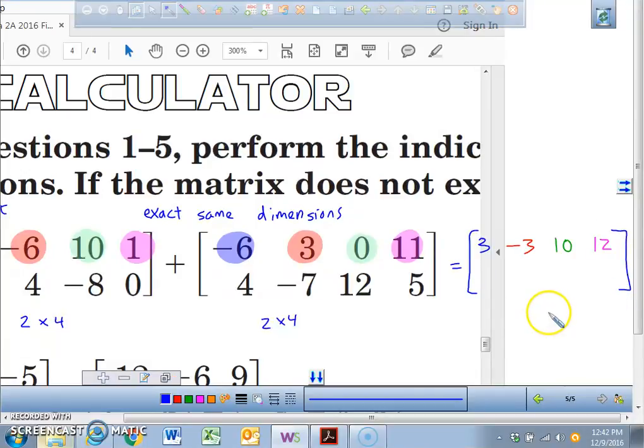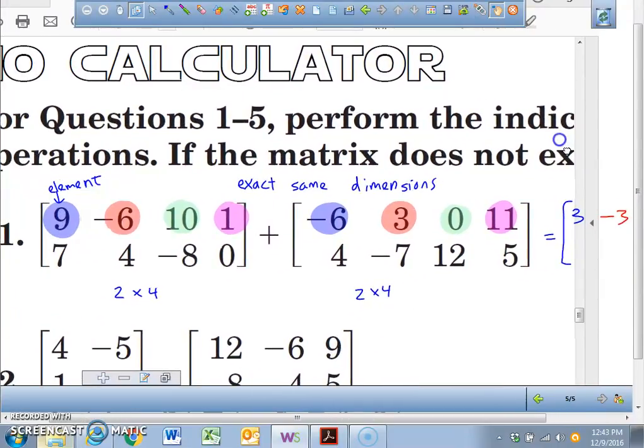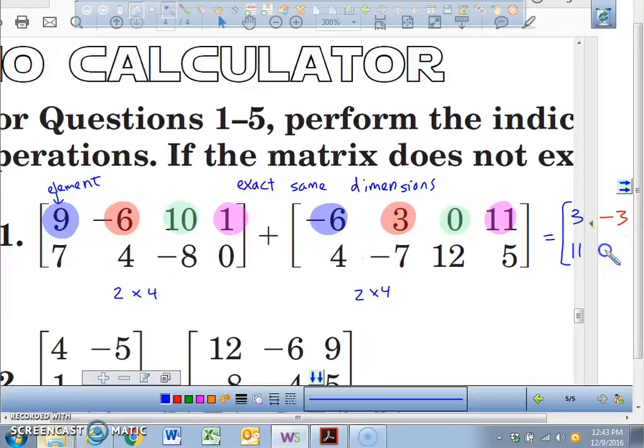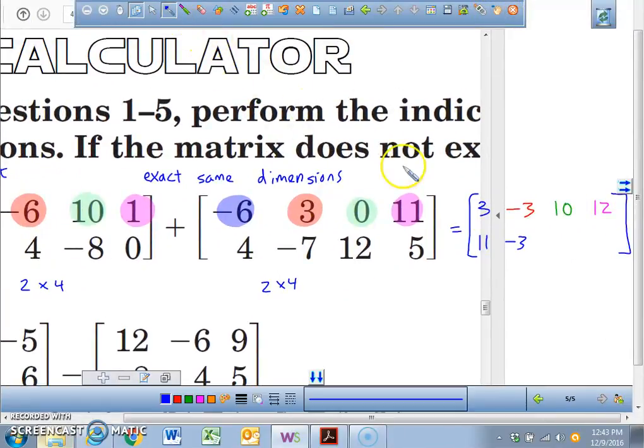So hopefully you guys can see that you're just adding the same elements, and it's pretty easy. You're going to have one like that. You're going to have an easy, no calculator, just add the elements together. What's the bottom row going to be? 11. -3. -8 and a 12 is going to be a 4. And we've got a 0 and a 5, which makes a 5. So this would be your final answer for number 1.